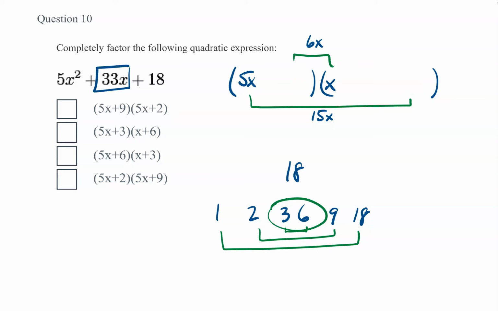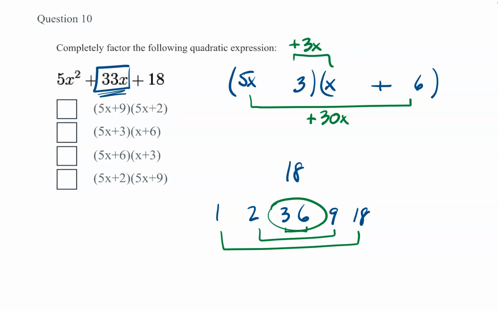But I don't want to give up on the 6 and the 3 just yet, because I can switch the order and I might get a result that I'm after. So what if I put the 3 here and a 6 here? Well, now in the act of foiling to check, the outside product becomes 30x, the inside product becomes 3x, and now if I had a positive 30 and a positive 3, then I'd be able to get back to this 33x that we were after.